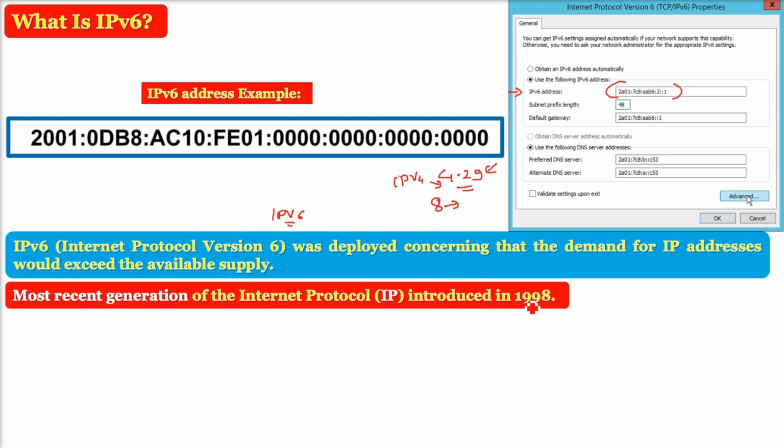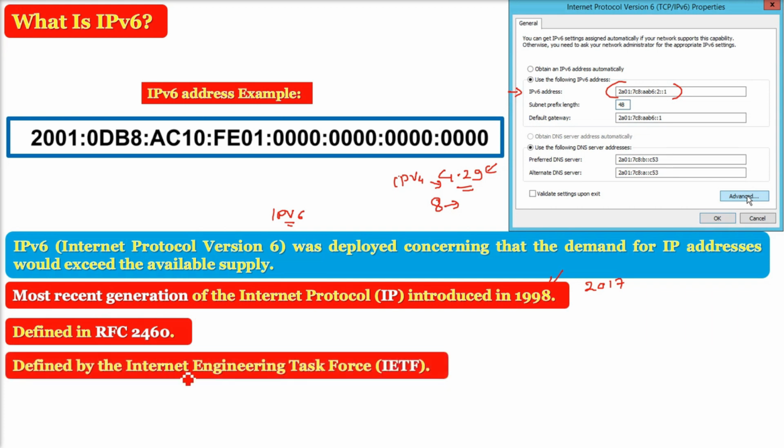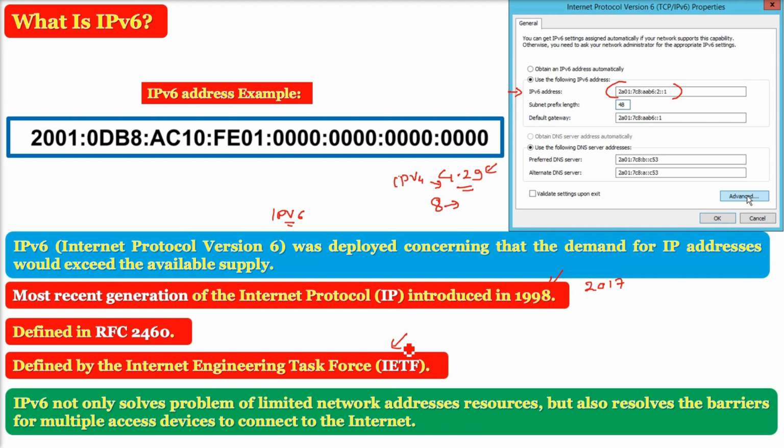It was introduced in 1998 in different articles or websites. You will see 1995 also, and 2017 is the latest one. Basically, it was actually agreed on at the IETF in 1998, when it was defined in RFC 2460 by the Internet Engineering Task Force. That is how we got this 1998 year. So IPv6 is not only solving the problem of limited network address resources, which was the problem with IPv4, but also resolving the barriers for multiple access devices to connect to the internet.